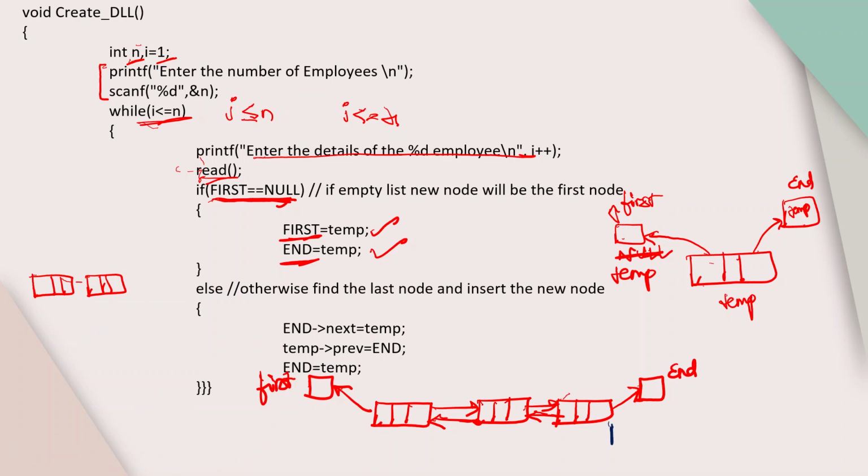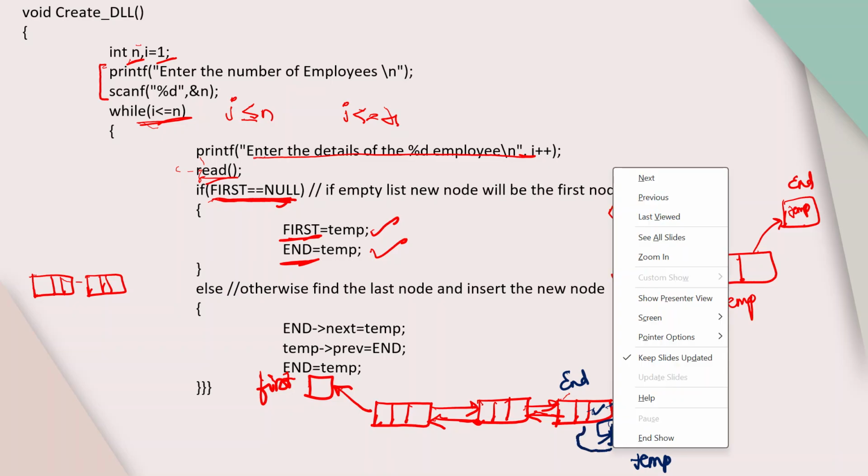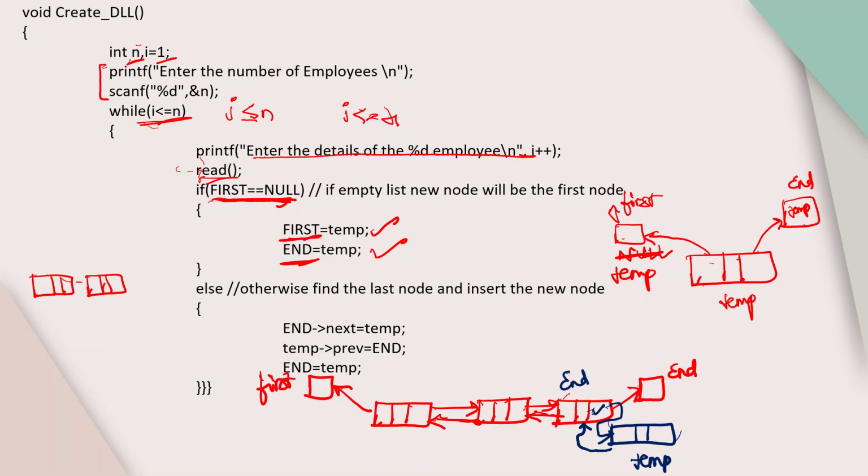Now I want to insert the new node called temp. So what should happen? Remember, temp will become the last node. So wherever this was your end node, this was your end node, so end's next part, that means this part, should contain temp. End's next should contain temp. Also, temp's previous should be containing end. You're creating that connection like this.